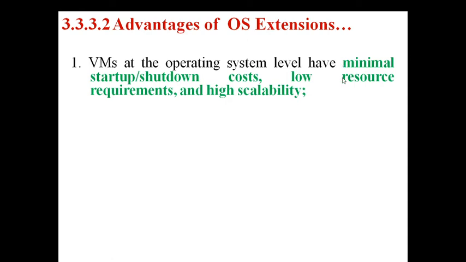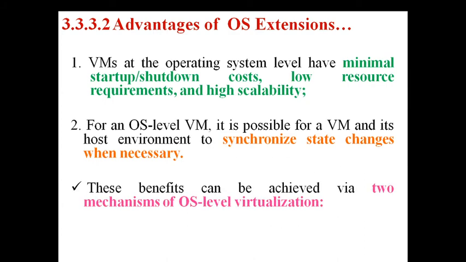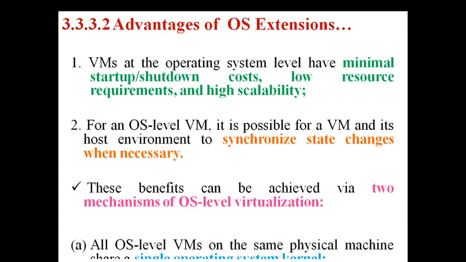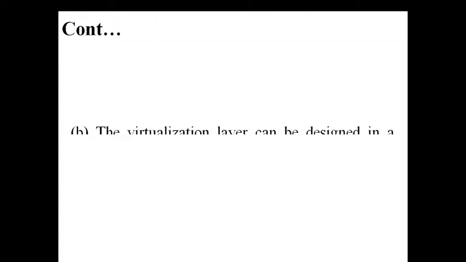VMs at the operating system level have minimal startup or shutdown cost, low resource requirements and high scalability. Synchronize state changes when necessary. It will also help us whenever there are changes in our system; it will modify them without our intervention. So how does it perform these operations? By using two mechanisms. One is a single operating system kernel, meaning one kernel is maintained with the help of n number of templates.